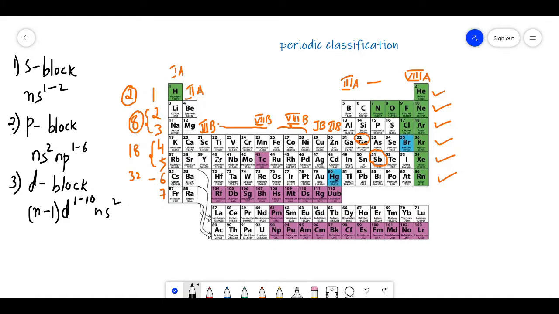It contains 4 series: the 3D series, 4D series, 5D series, and 6D series. Mostly, the important series are 3 only: the 3D, 4D, and 5D series.